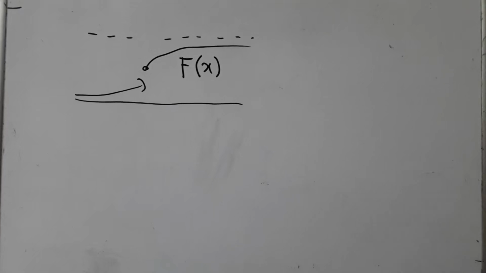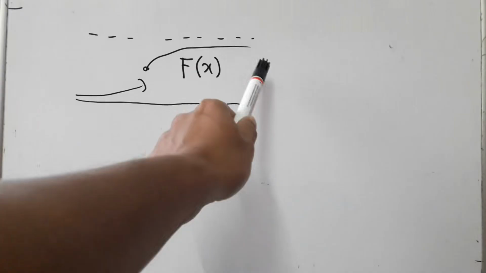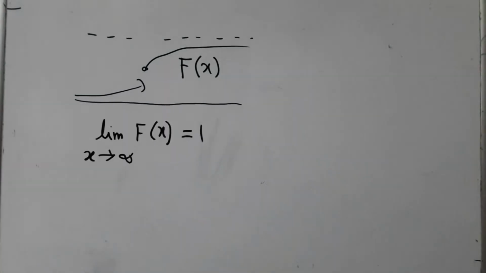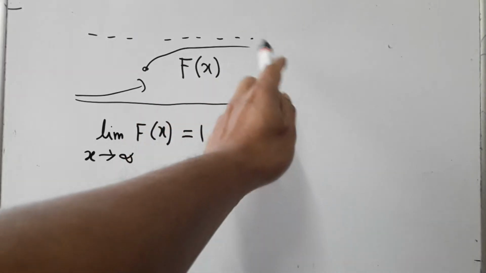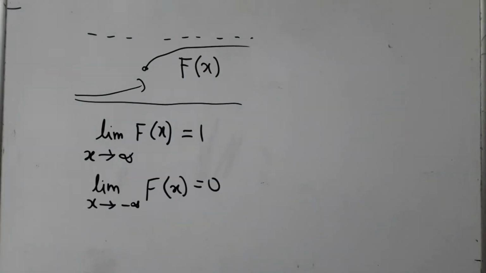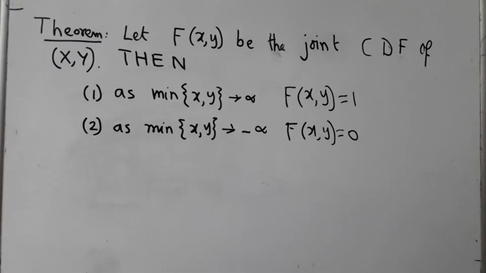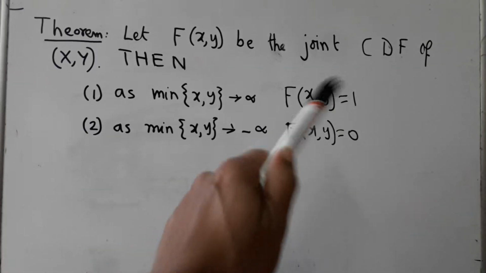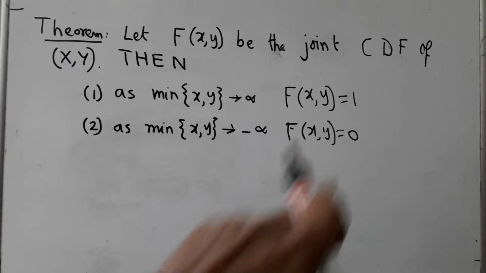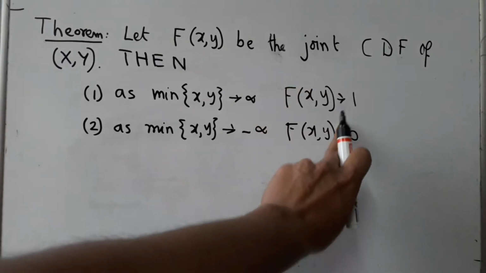For a typical univariate CDF, capital Fx, we know a property of the graph that as x goes to infinity, the graph will approach 1. And as x approaches minus infinity, the graph will approach 0. The analog of these two limits in the case of a bivariate CDF is as the minimum of x and y goes to infinity, Fxy equals 1, and as the minimum goes to minus infinity, then this limit tends to 0.